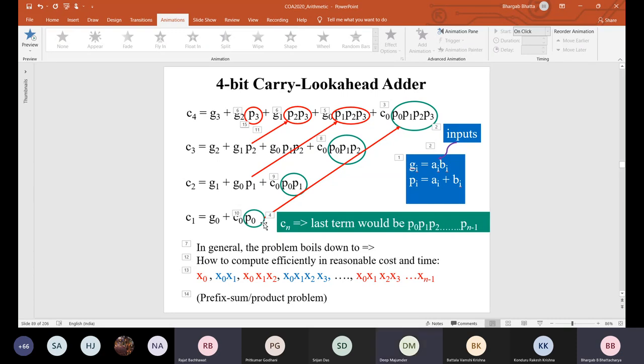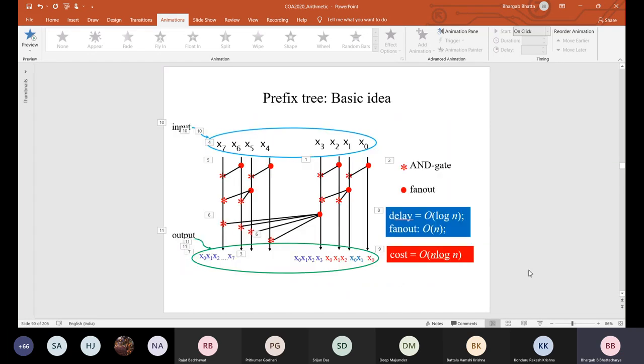So far we have solved the prefix sum problem for the one diagonal, right? So you have n such diagonals, right? So what will be the total cost of generating all these carries? That was my question here.